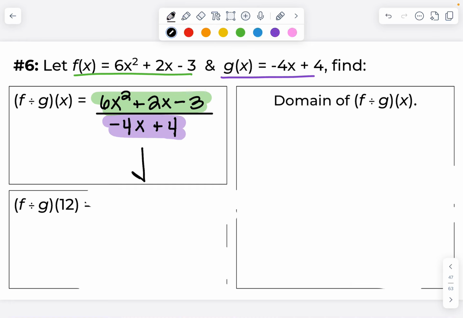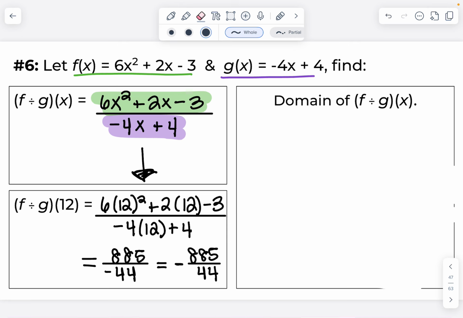I'm now going to take that to help me find f divided by g of 12. So go ahead and find f divided by g of 12. I'm going to plug in 12 everywhere I see an x. So that'll look something like this. And again, I'm going to simplify here. Now, if I simplify the top, I get 885. If I simplify the bottom, I get negative 44.